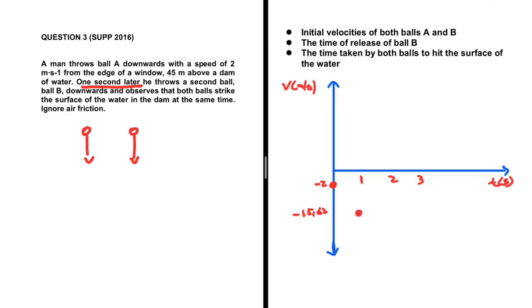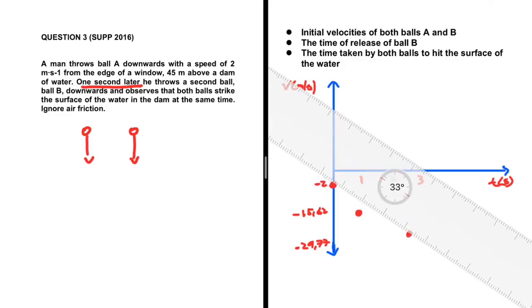And then ball A strikes the ground at 29.77 meters per second downwards. So minus 29.77. That is at t equals 2.83. So somewhere here, it's where ball A strikes the ground. Now we just have to go ahead and join the dots.